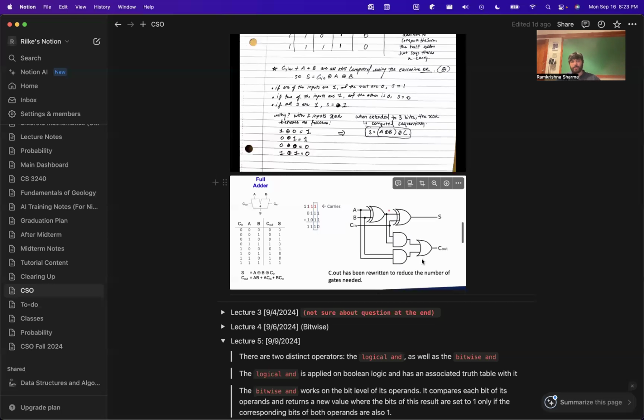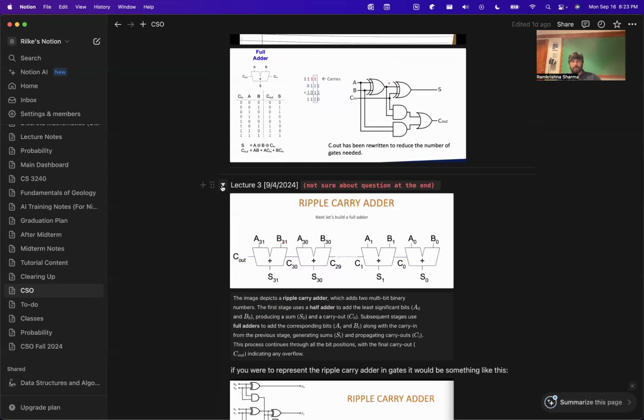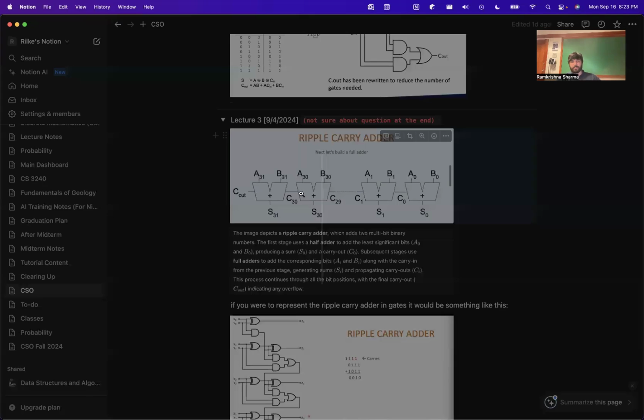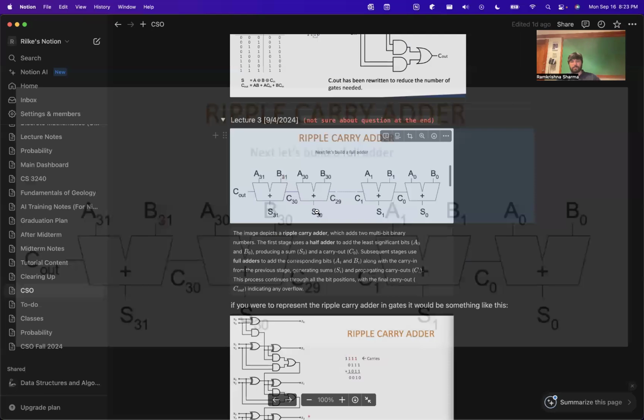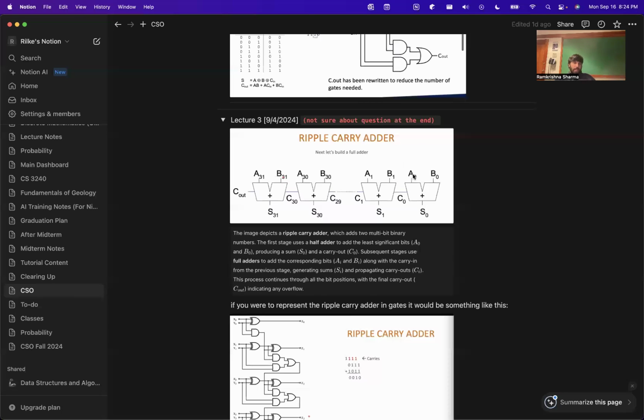It says that it's been rewritten to reduce the number of gates needed. So depending on what that means, here's what's known as a ripple carry adder. If you're curious about what you do when that carry is always in excess, you have A and B, and the sum is produced by adding them, and then that carry is sent off as an input to the next one. You keep doing this for several such half adders.